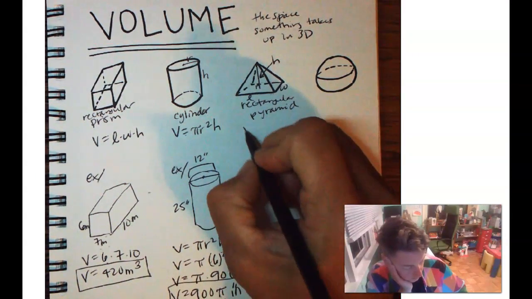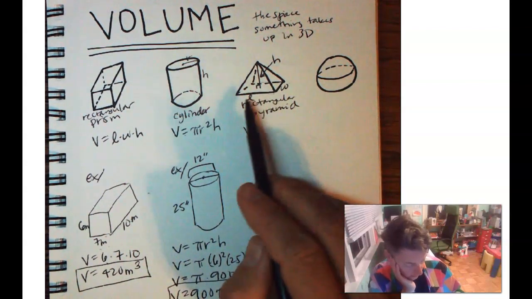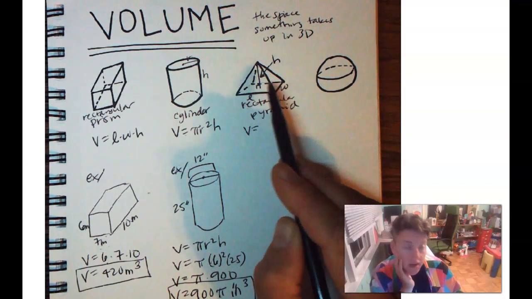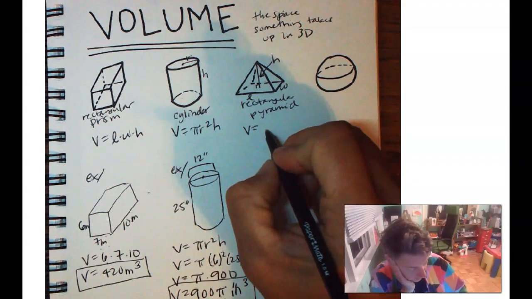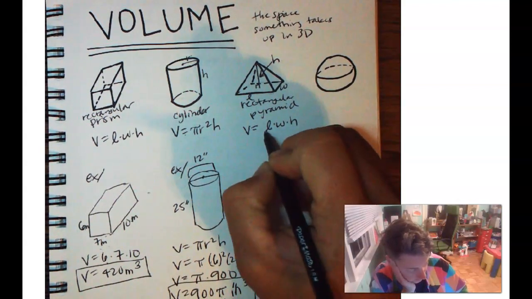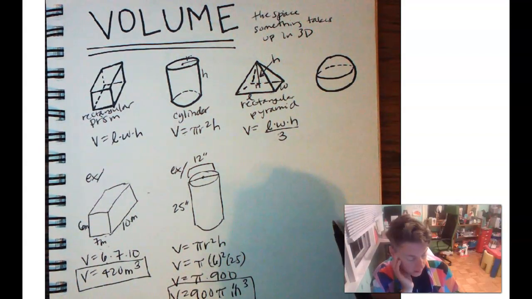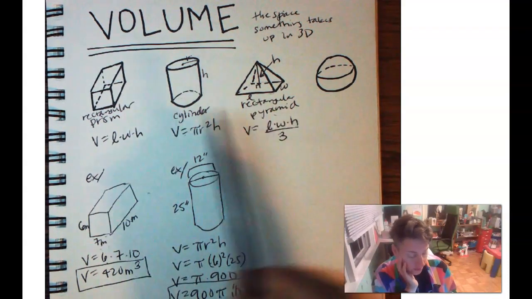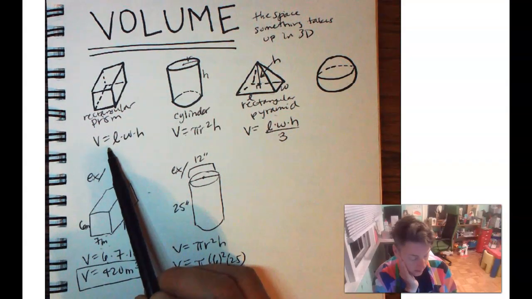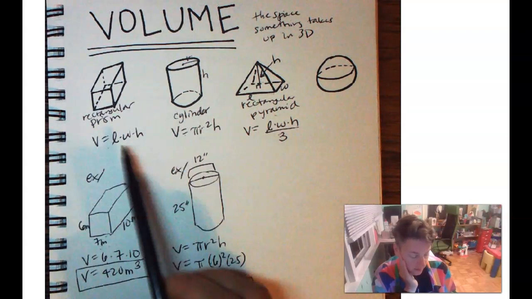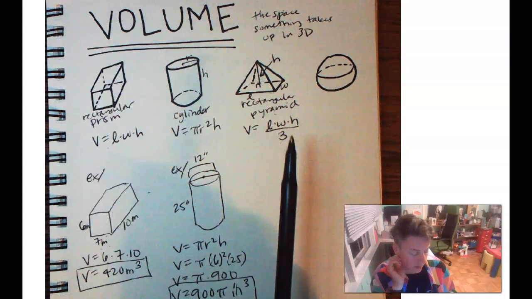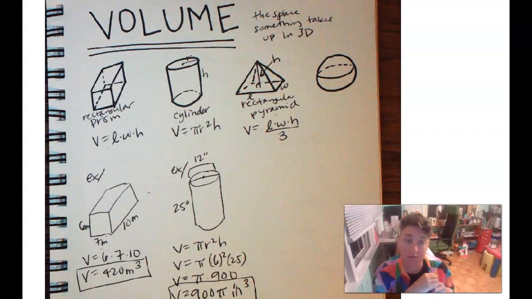So the volume of this pyramid is going to be the length times the width, which would be the area of the base, times the height divided by 3. Length times width times height divided by 3. So the volume of a rectangular pyramid is essentially a third the size that it would be if it was a prism, because we took our length times width times height and divided by 3. So it's 1/3 the size of a rectangular prism that would have the same dimensions. Pretty cool, huh?